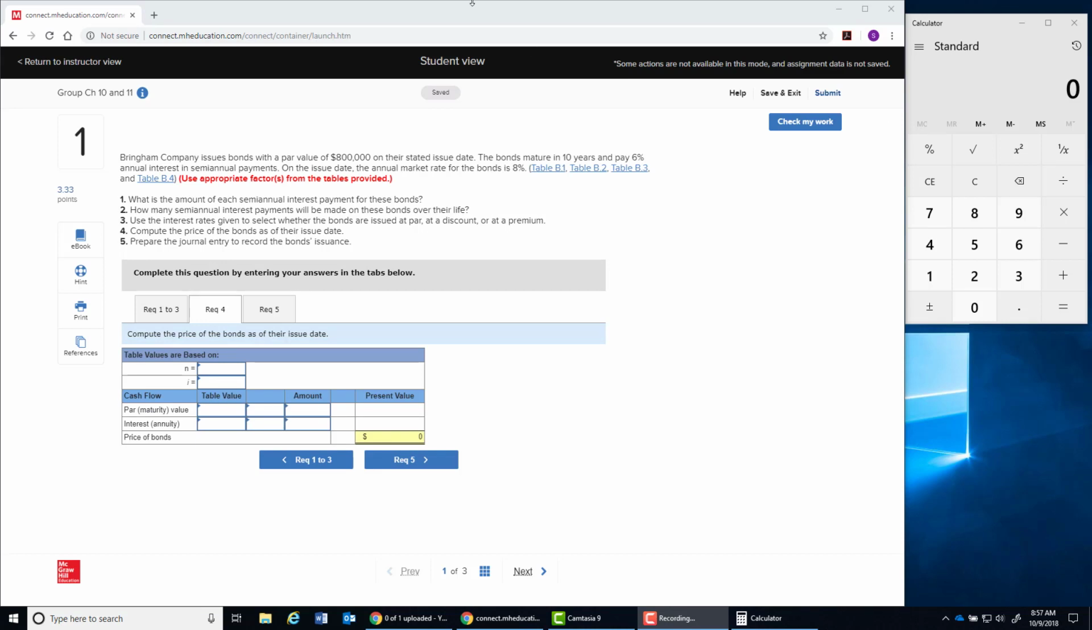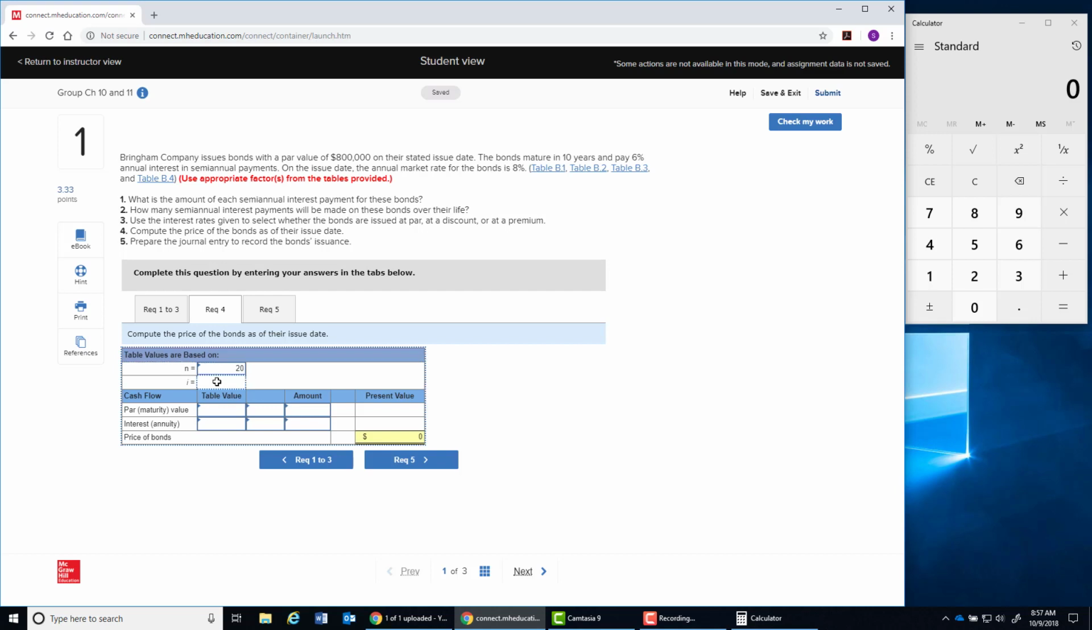All right, in requirement 4, it's the same data, but now we're looking to compute the price of the bonds as of their issue date. So how much is this selling for? And notice that we know we're selling at a discount, but we don't know what we're selling for. So it says table values are based on N and I. Well, do you remember what N is? N is the number of payment periods. That's what that formula is. Remember, it's 10 years semi-annually, so N is 20.